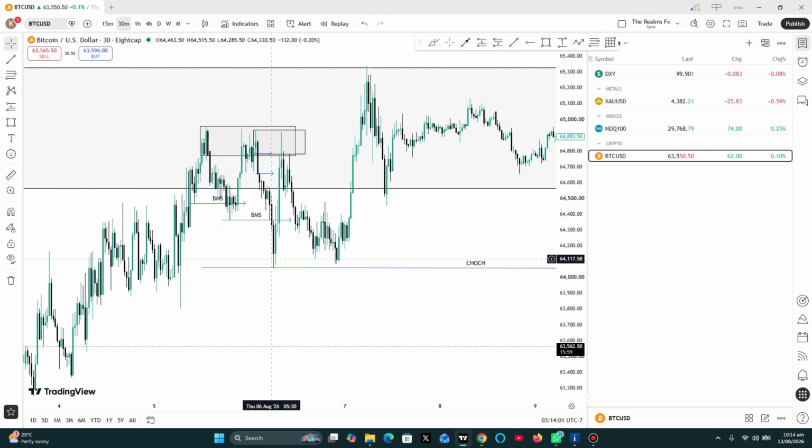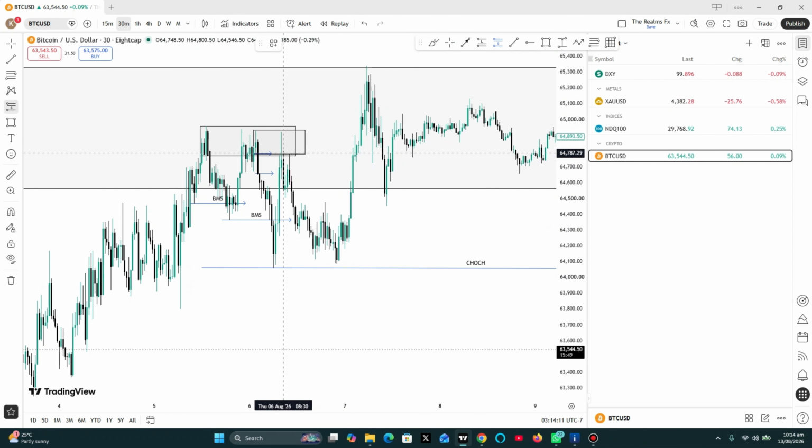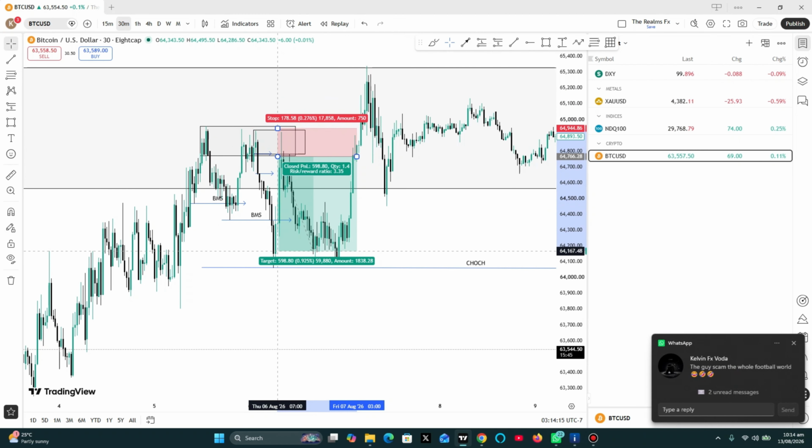After it gave the BMS over here, it pulled all the way up to tap into this other block before it did what? It sold off. So you could catch the move from here till here. And that is a very solid trade.